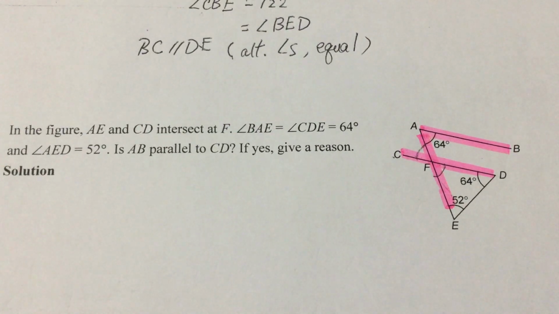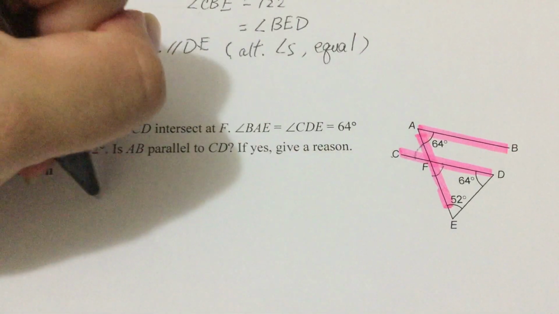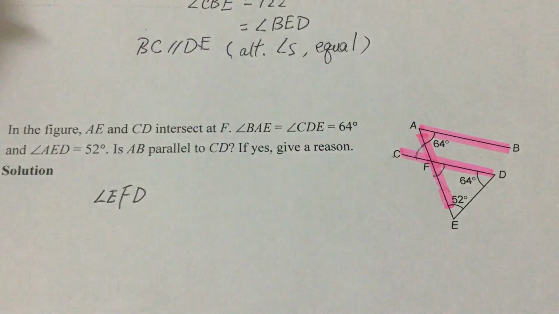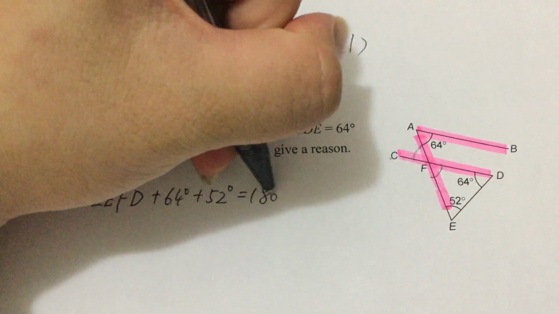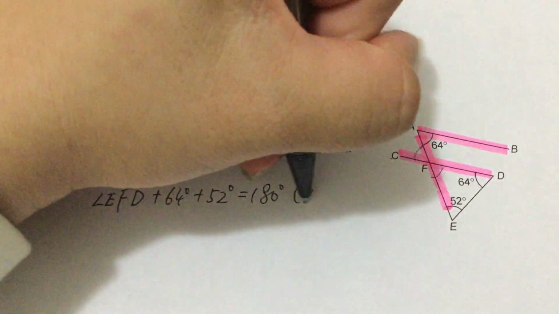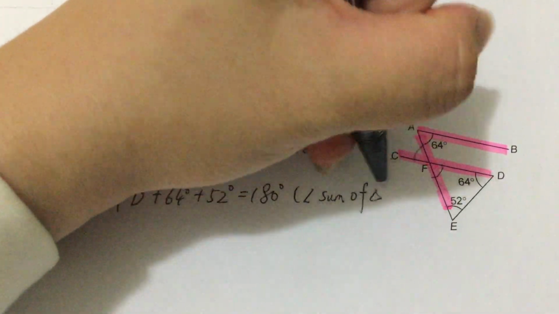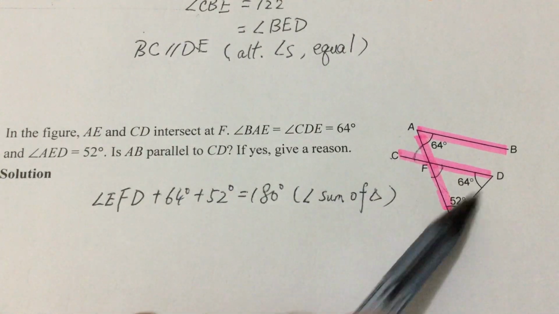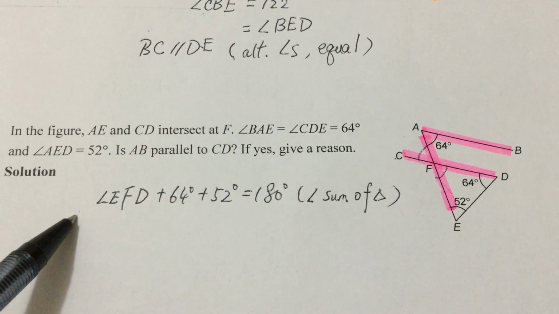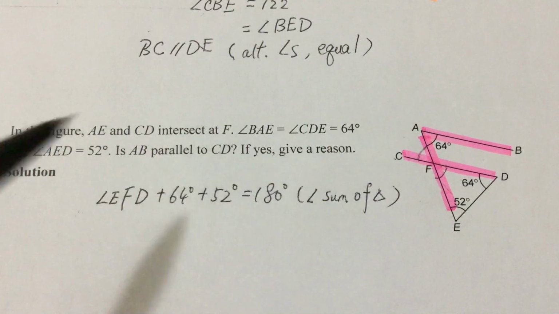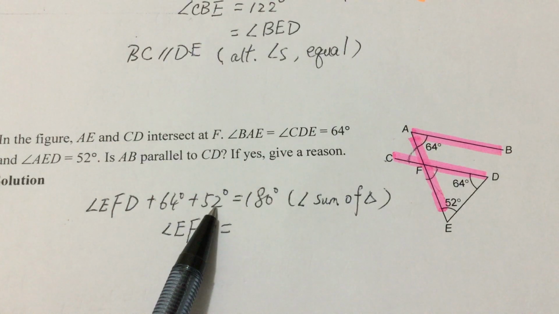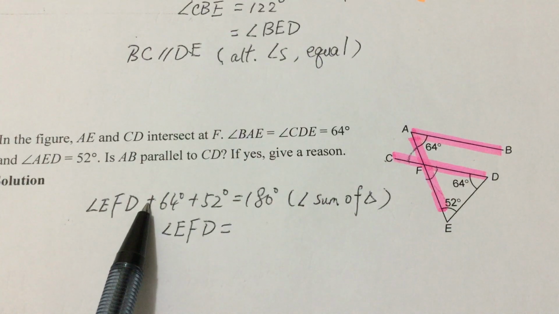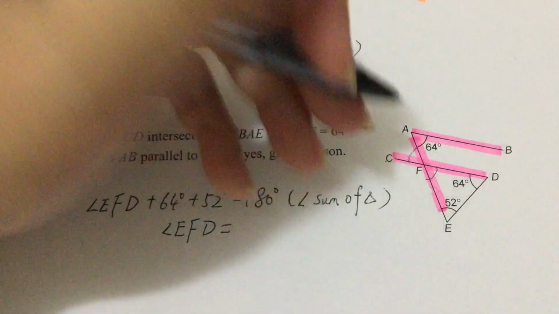So we can do it one by one. Let's find out angle EFD first. Angle EFD plus 64 degrees plus 52 degrees equals 180 degrees. This is called angle sum of triangle. This time it's not adjacent angles on a straight line, because we have three angles inside the triangle. Let's do the calculation. 64 plus 52 is 116. And 180 minus 116, that is 70 minus 6, that is 64.